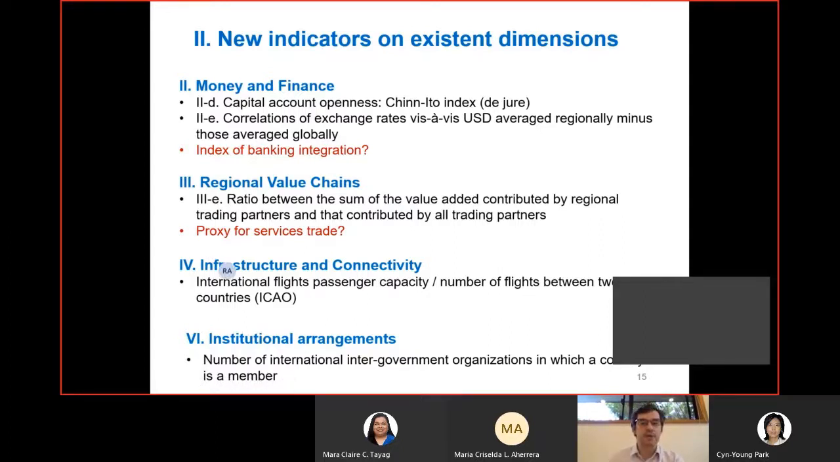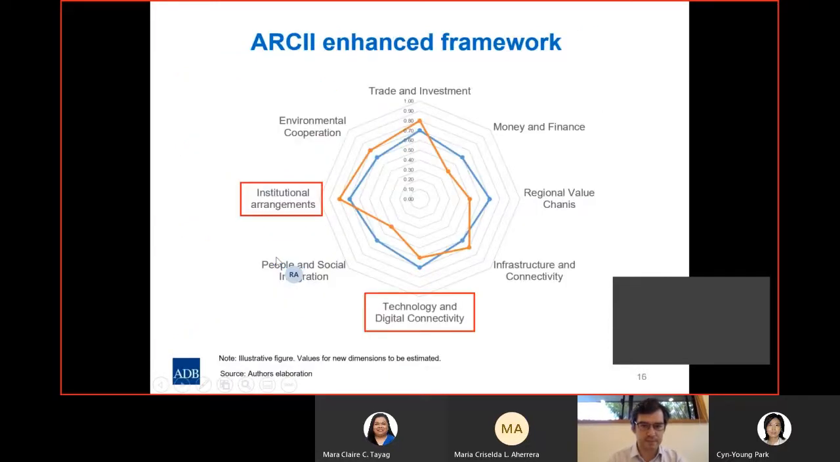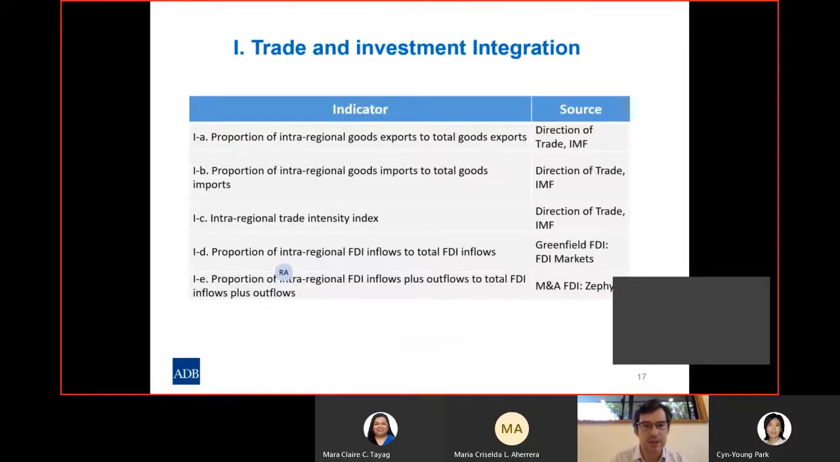So if we look at the new structure, this is more or less how the new ARCII will look. We will have 8 instead of 6 dimensions, and we will include 2 new dimensions, environmental cooperation and technology and digital connectivity, while institutional arrangements and what used to be called the movement of people have been reorganized into these 2 new dimensions.